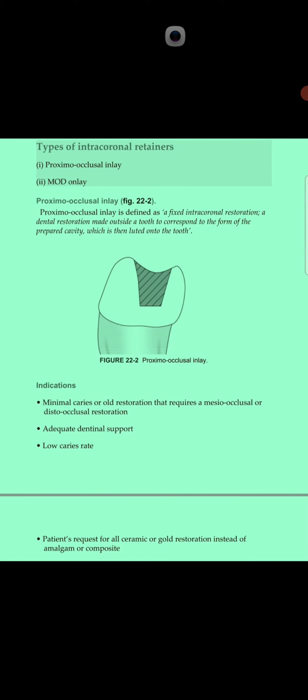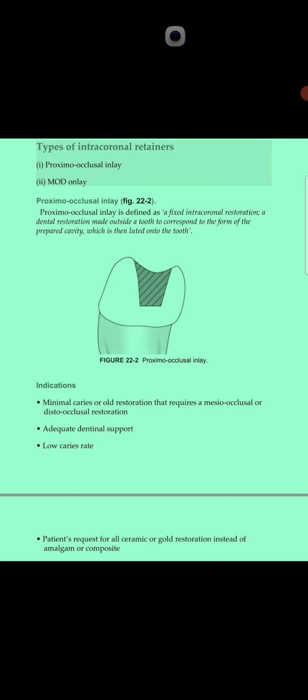Now come to the types of intracoronal retainers. In intracoronal retainers, there are two types. One is the proximo-occlusal inlay, second is the mesio-occlusal distal onlay. One is the inlay, one is the onlay.